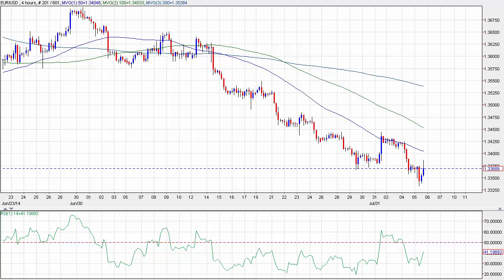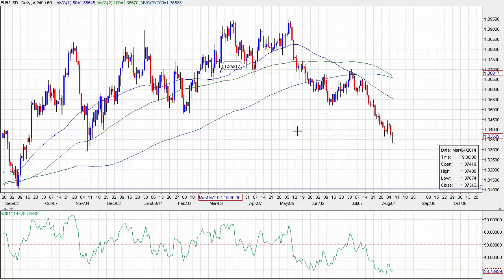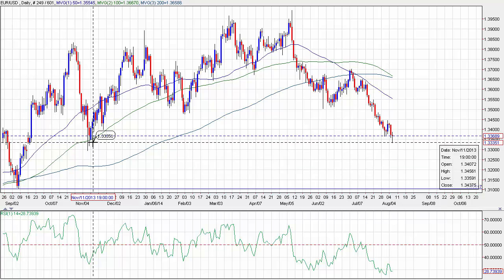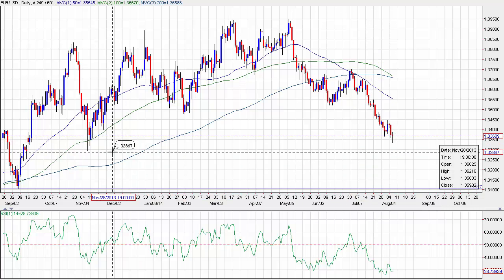The euro-dollar pair has been declining both on the back of a strong US dollar and on the prospect of the ECB applying further stimulus measures, especially with inflation in the Eurozone continuing to be stagnant at 0% on the year. The euro-dollar shows no sign of letting up and there is still further downside towards 1.3295, 1.33, which is the November 2013 low.